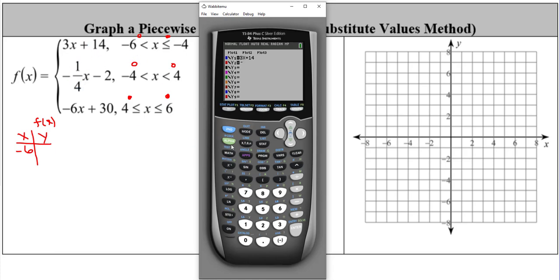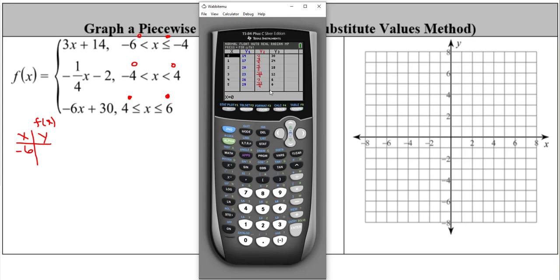And then remember, to do a fraction bar, we hit alpha y equals, and then we choose option number 1. We're going to do 1 over 4, and then we're going to type in our x, and then we got -2. And then our last one, we got -6x plus 30. Alright, so we got y1, y2, and y3.